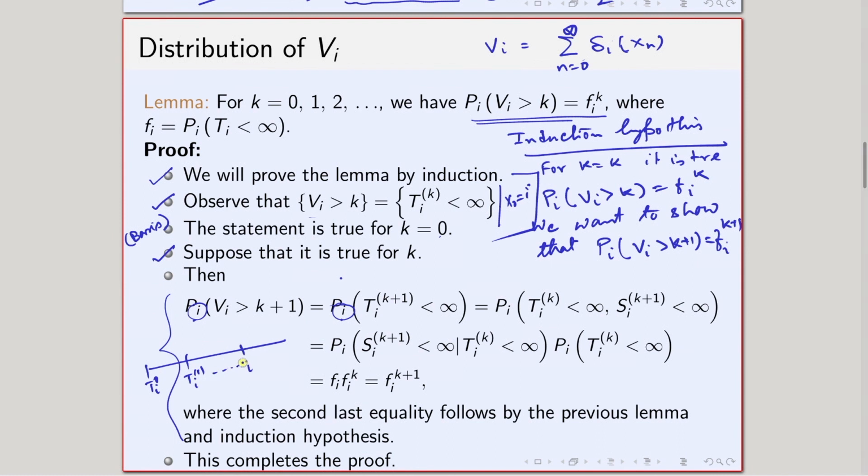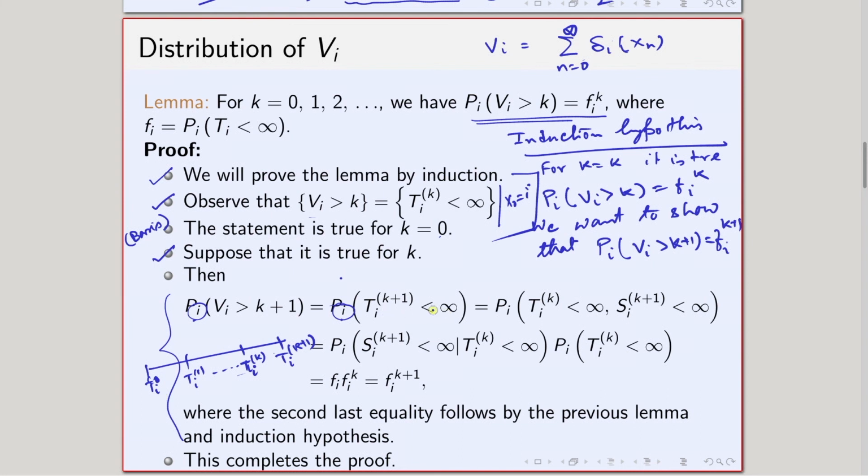I have somewhere t_i^k, and then I have t_i^{k+1}. So it says that t_i^{k+1} is finite. That clearly means that t_i^0, t_i^1, up to t_i^k, all of them have to be finite. There is no question about that. This is finite means all of them have to be finite.